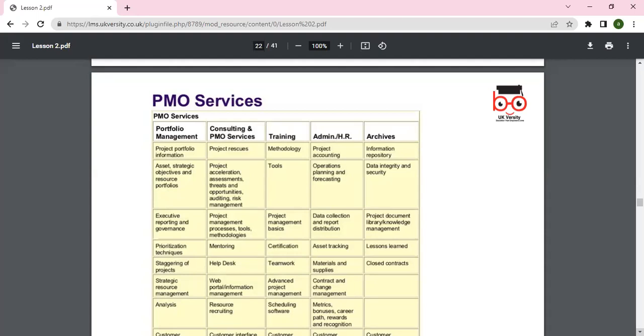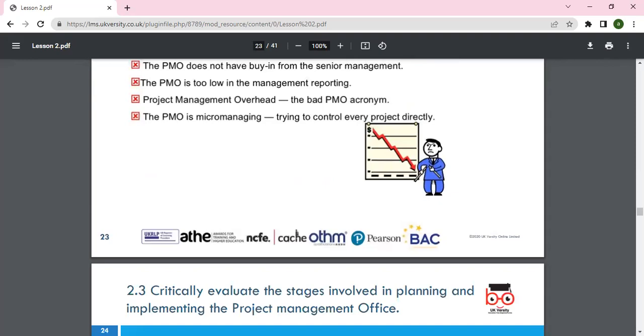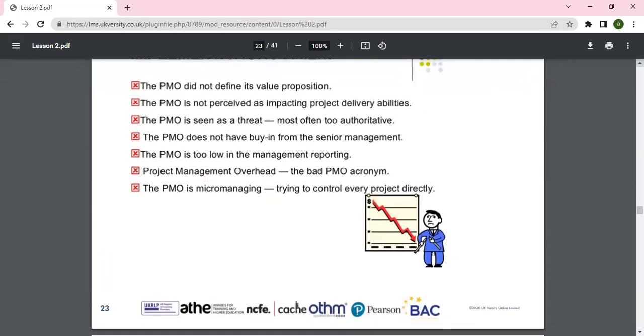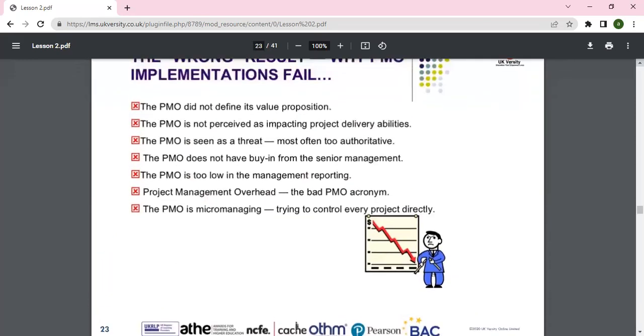We should provide the training and the tools to all the project delivery people, admin and HR, and then the archive, where we keep the lessons we can learn from if the project does not achieve the desired objective. So PMO does not define the value proposition.